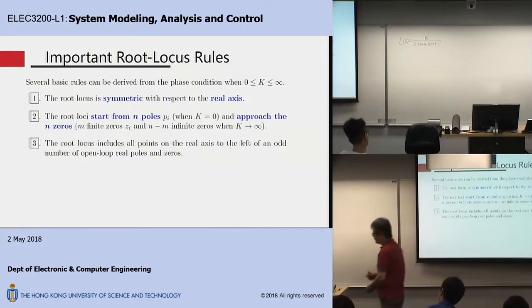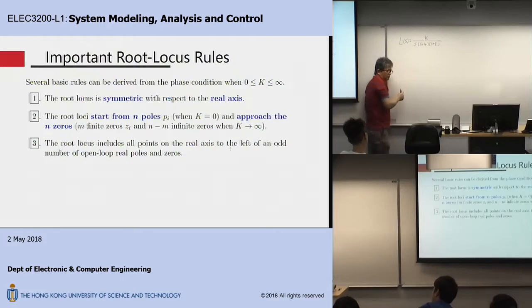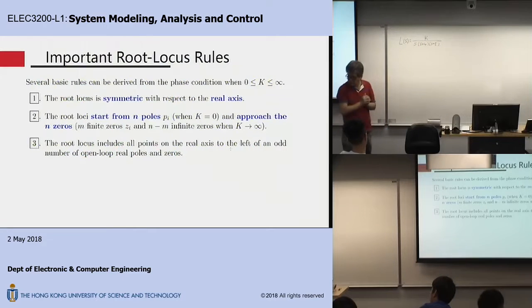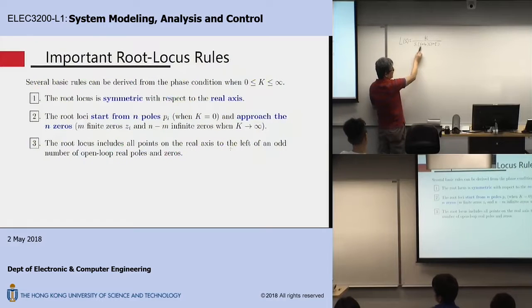You can also interpret it this way. Although there's no finite zero, you can say there are actually 3 zeros at infinity. Why can you interpret it this way? What is a zero? A zero is an S, a point in the complex plane, so that this whole thing is 0. But now you don't have a finite S which makes this 0. But if you let S be infinity, well, this is infinity and this is finite, so it's 0.